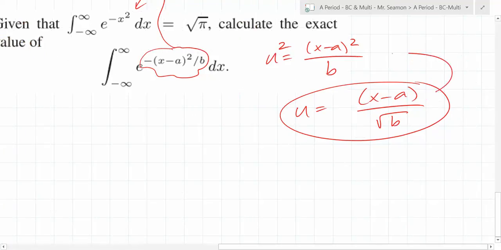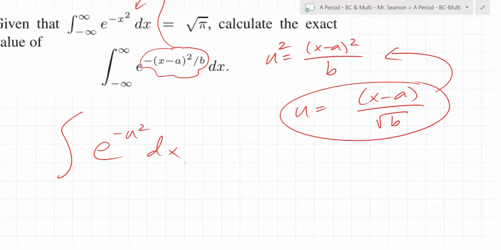Notice that u squared is equal to this. So what then does this integral become if I do this substitution? Square root of b, e to the what? E to the negative u squared. But then you have this dx, correct? A and b are both going to be what? Constants. Again, not multivariable, they're constants.